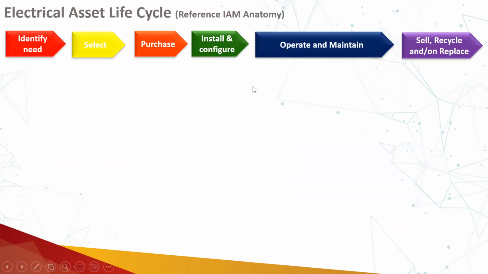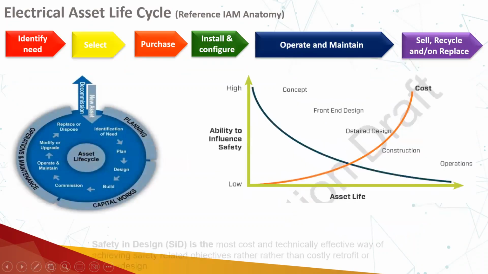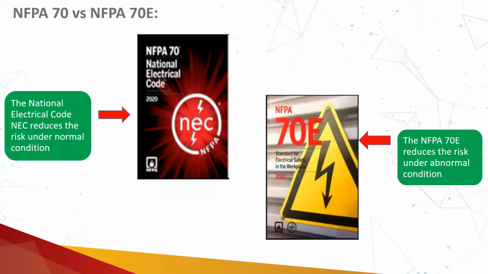If there are any incidents happening in your organization for any reason, you need to come to know what actually caused that incident, because NEC reduces the exposure under normal conditions, and NFPA 70E reduces the risk under abnormal conditions.